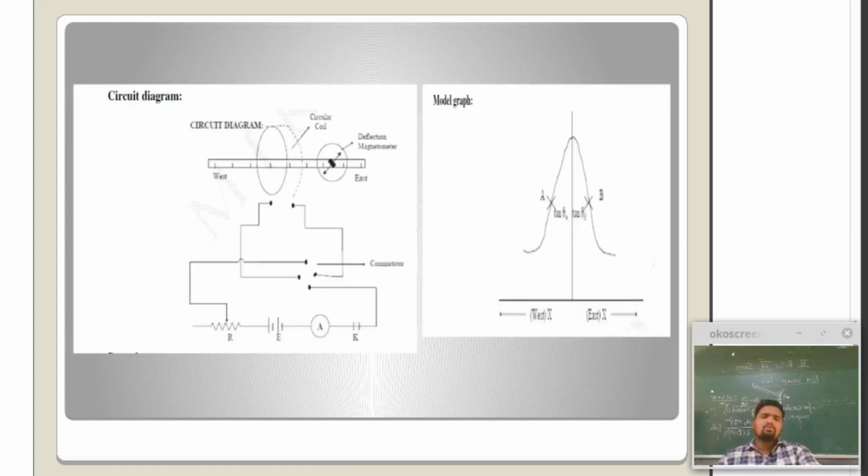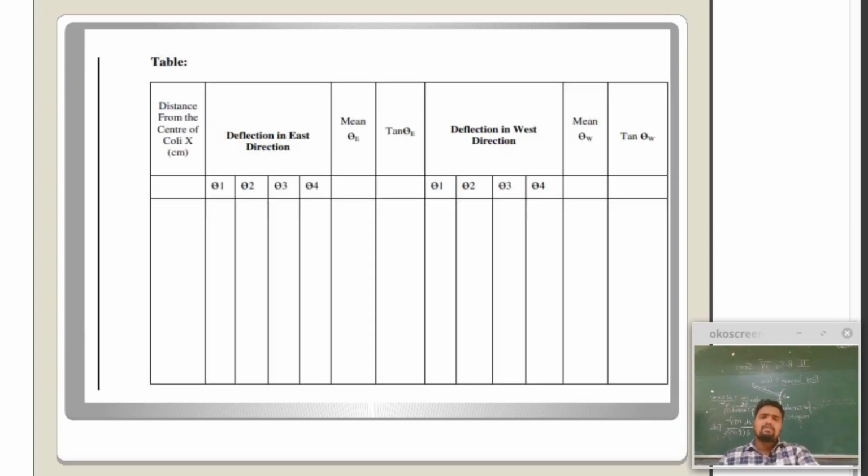The circuit diagram is as shown in the figure. Then the nature of the graph is like this. Later I will explain how to connect the different apparatus and how to take the readings. So this is the tabular column. Now we will see the practical section of this experiment: how to take the readings, how to connect the different apparatus, and how to calculate the magnetic field at the center of the circular coil and the earth's magnetic field.